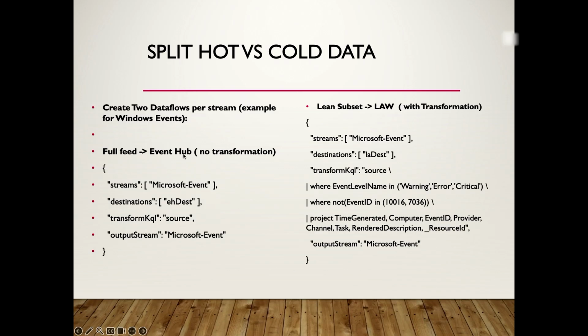It's going to go to Event Hub, no transformations. So the code is going to be streams, Microsoft-Event, destination is the EH dest, in other words, the Event Hub destination. The transformation KQL is source, which means nothing is getting filtered out. Everything is going to the Event Hub, and the output stream is Microsoft-Event. In other words, all the events are going to be sent there.